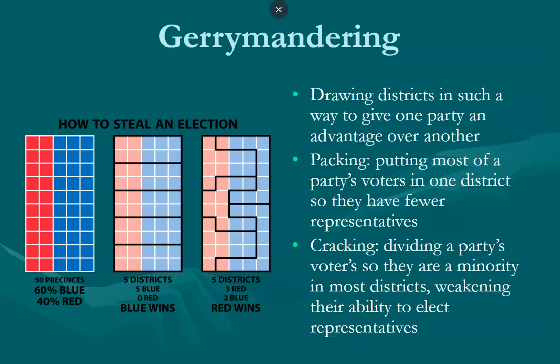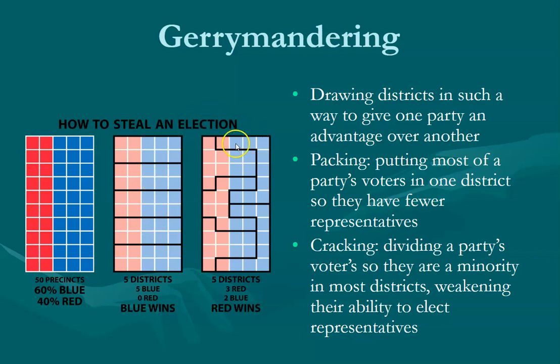Here we have the example. As you can see, with 50 precincts, 60% of them blue and 40% red, then blue should win the election. Now, if we draw those 5 districts in very straight, obvious lines, it's very obvious. But we could draw them differently.